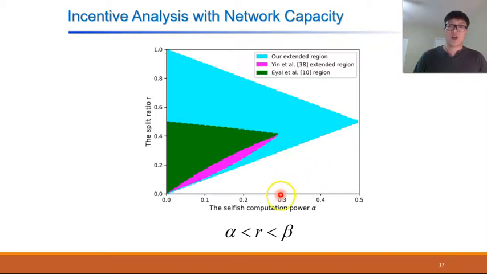In addition, when alpha is greater than 29%, we can't find a suitable R to guarantee the safety. However, in our results, we can always find a valid R when alpha is smaller than 1/2. Here, alpha denotes the fraction of computation power that is controlled by the adversary.